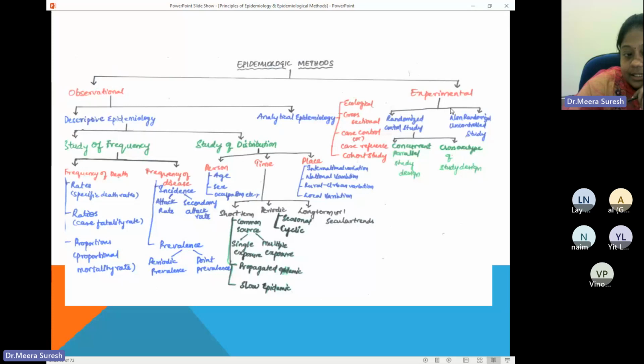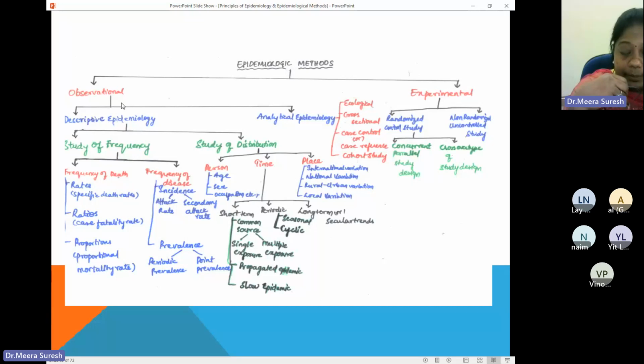Observational studies or experimental studies. In observational studies, as I told you in the previous class, we are just going to observe. We are not going to give any medicine or anything. We are just going to take a group of people and observe them. We are not interfering with anything, just observation. In experimental studies, usually we are going to interfere. We are going to give them some medicine or some vaccination or some health education. Even health education is considered an experimental method because we are intervening. So that becomes an experimental one.